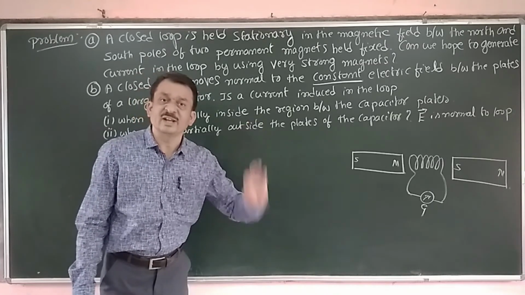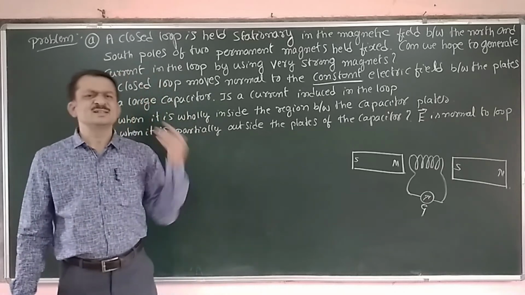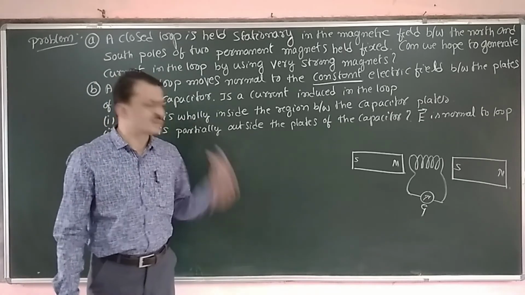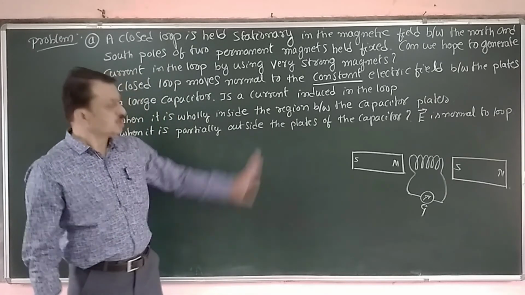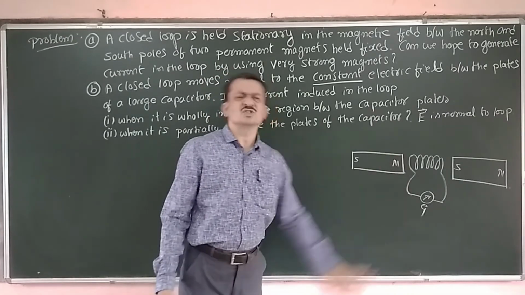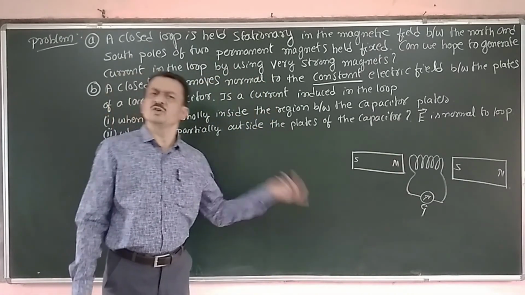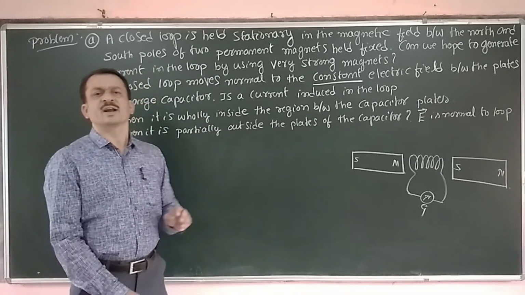If there is a relative motion between the two, that is the coil and the magnet, then there is a variation of the magnetic field linked with the coil and that induces the current. Now in this case, the magnets are stationary and the coil is also stationary. Therefore, the induced EMF or the current is zero. There is no current induced.